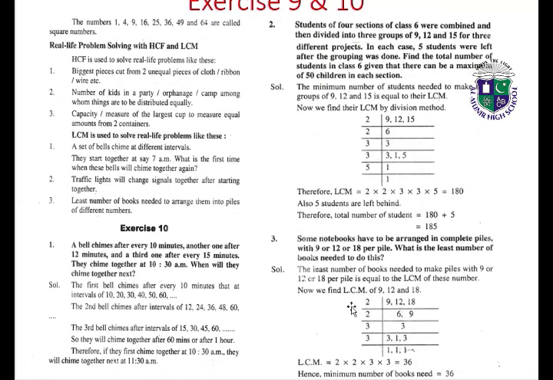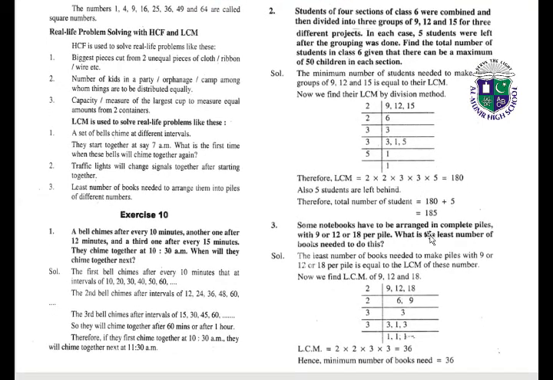Question number 3. Some notebooks have to be arranged in complete piles with 9 or 12 or 18 per pile. What is the least number of books needed to do this? The least number of books needed to make piles with 9 or 12 or 18 per pile is equal to the LCM of these numbers. Now we find the LCM of 9, 12 and 18.